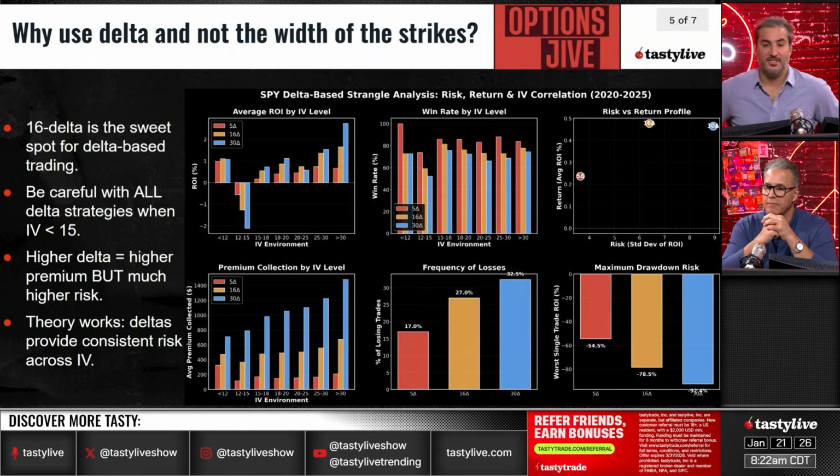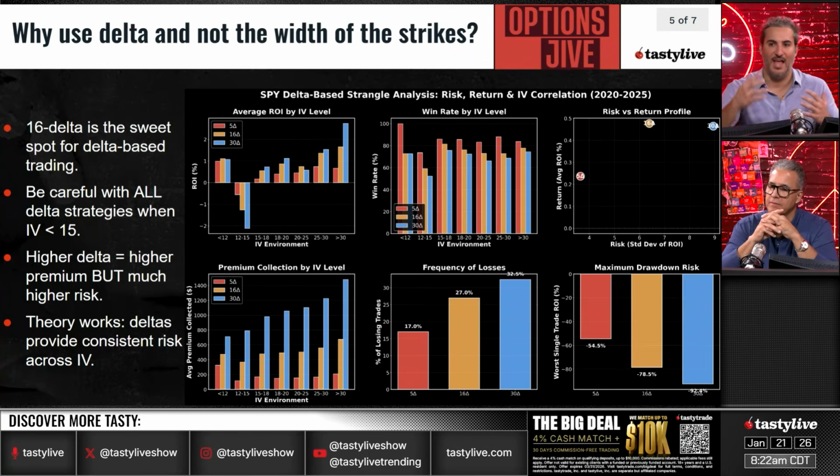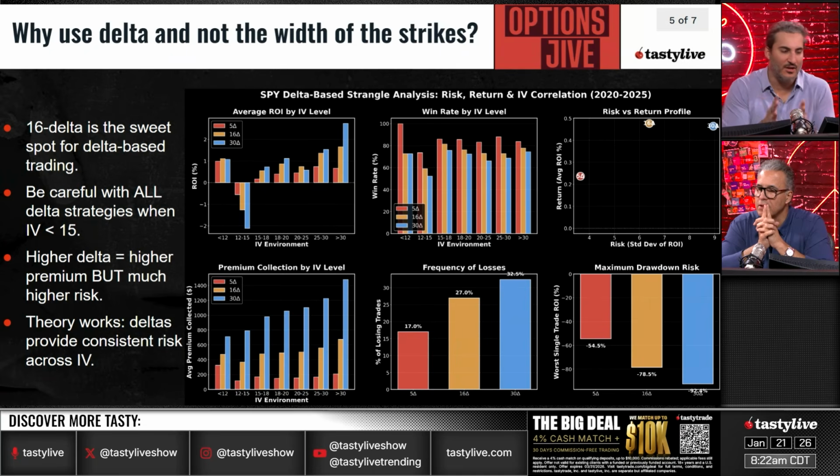So 16 delta is kind of the sweet spot when we talk about risk and reward. Somewhere between that 10 and 30 delta, it's kind of all the same, and you'll see all of these are very similar. You can't look at any of these charts and say that one is way, way better than the others. They all have their drawbacks, and they're all kind of in line together here.